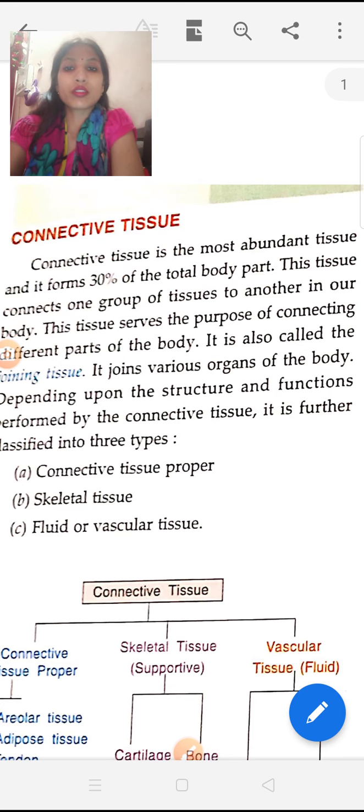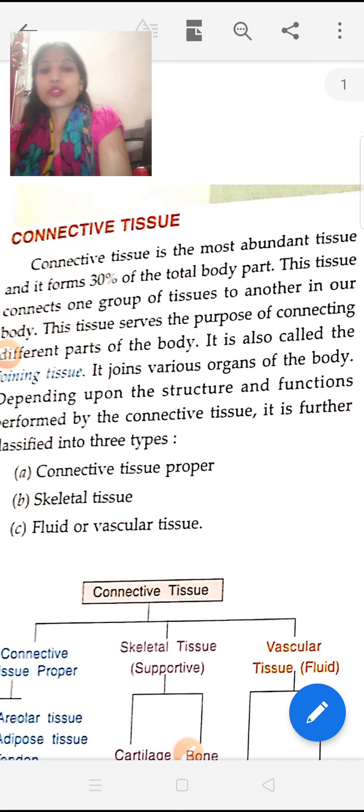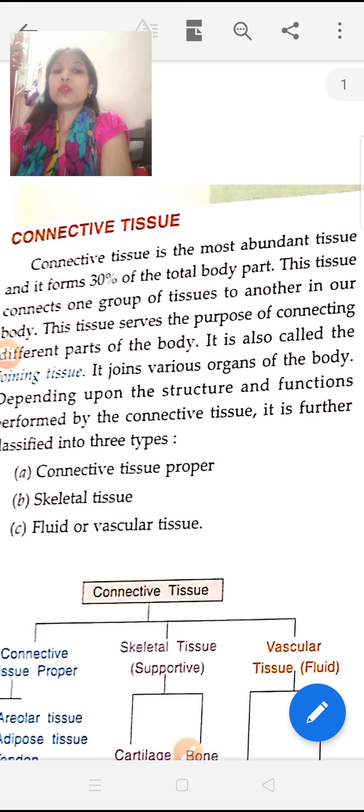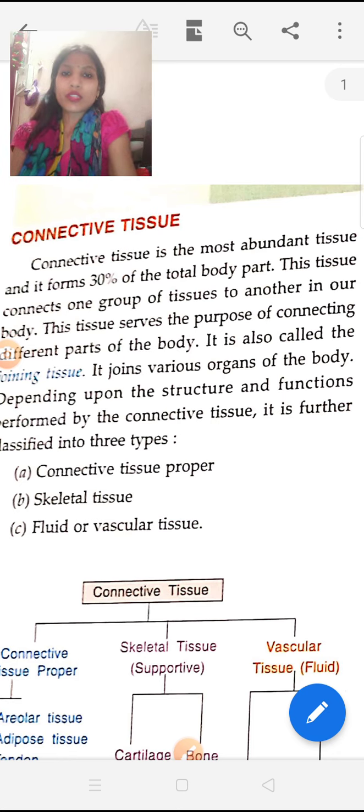This tissue connects one group of tissues to another in our body. What does that tissue do? It binds the other tissues, organs, and body parts in our body. It also provides support and protection, right? It is also known as the joining tissue because it joins things together. Here you can see that it joins various organs of the body as well, right?